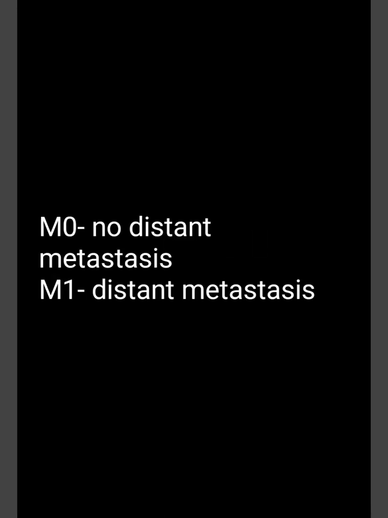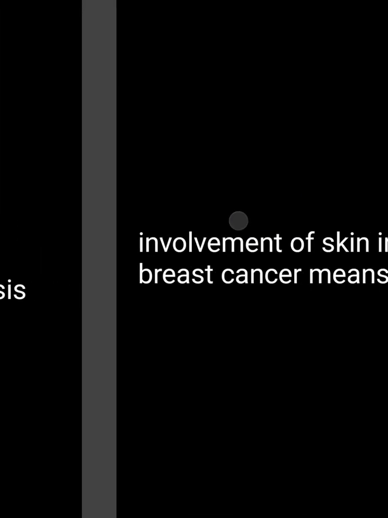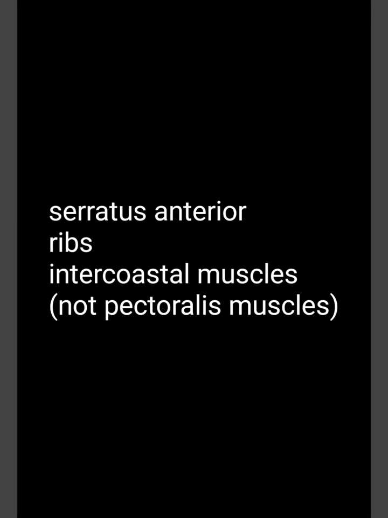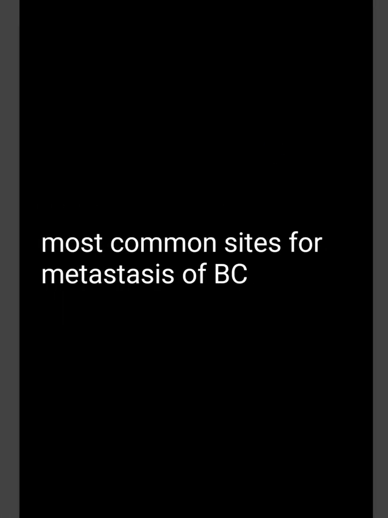TNM classification for BC, M. M0: no distant metastasis. M1: distant metastasis. Involvement of skin in breast cancer means ulceration, direct infiltration, peau d'orange. Involvement of chest wall in breast cancer means serratus anterior, ribs, intercostal muscles, not pectoralis muscles.